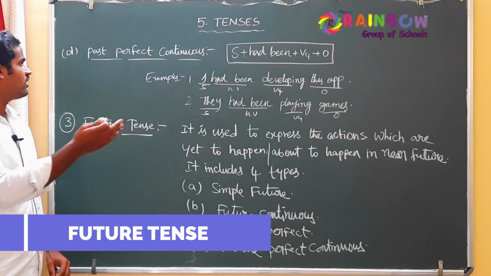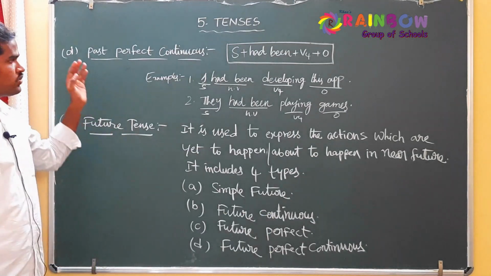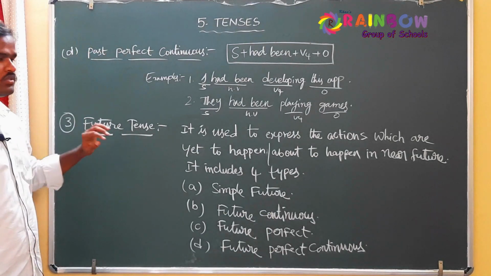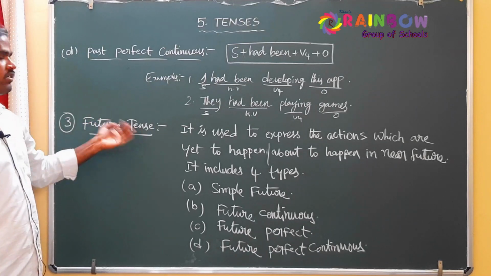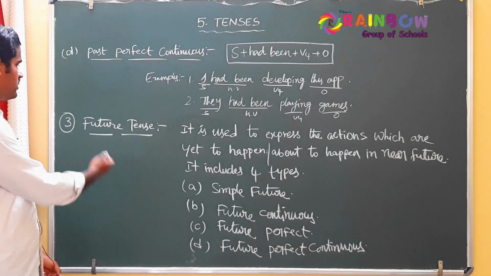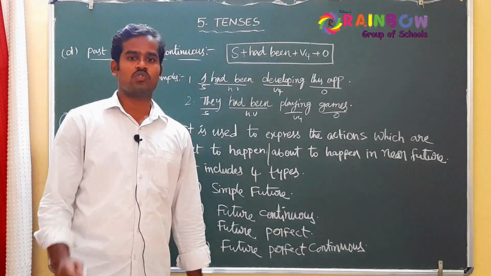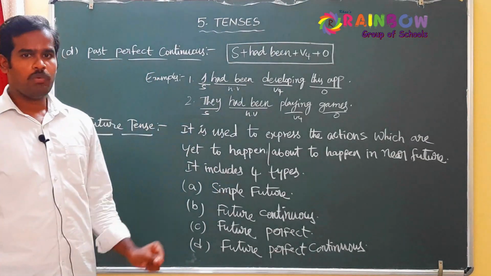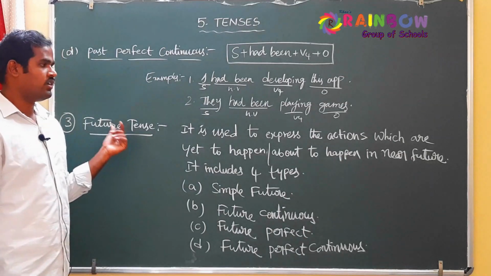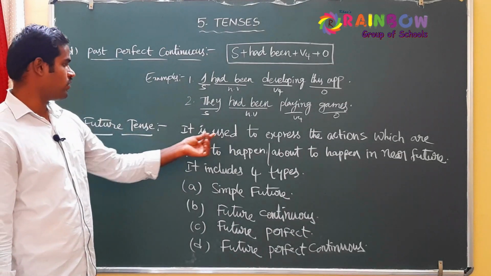And coming to the next one, that is the third type of tense, future tense. We have finished two so far: present tense, 4 types, and past tense, 4 types. Now we are entering into the future tense. The name itself suggests the definition: the actions yet to finish, the actions which are about to happen, will be expressed in future tense. So here we go with the definition.